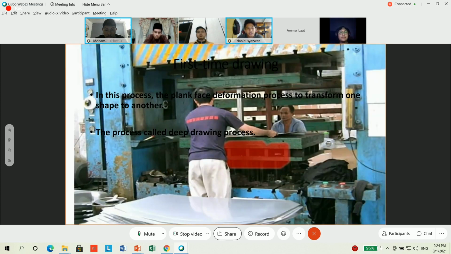For the first time drawing, in this process, the plank faces deformation to perform one shape to another. The process is called deep drawing process.